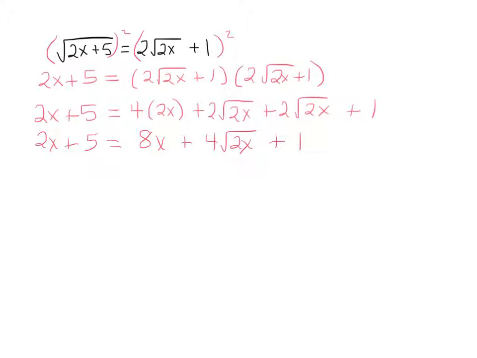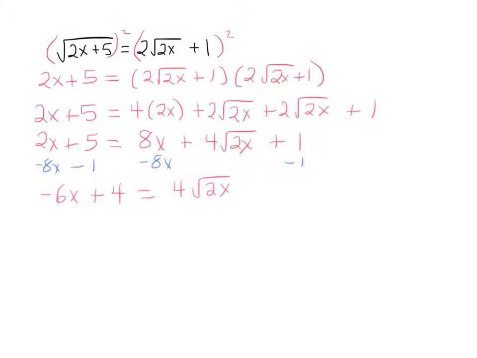And then I will subtract 8x and subtract 1 from both sides. Subtract 8x, subtract 1, and that gives me negative 6x plus 4 equals 4 root 2x. You guys have a job here making sure I don't make any mistakes. We're now back to step 2 because we've isolated this leftover radical. We're back to step 2, which is square both sides.